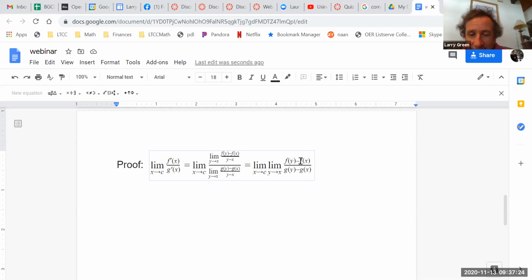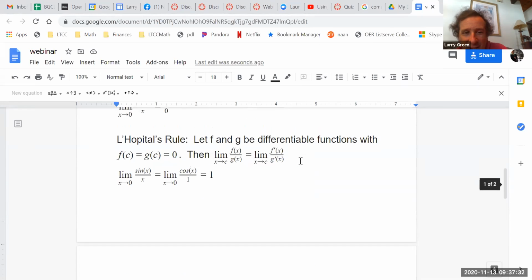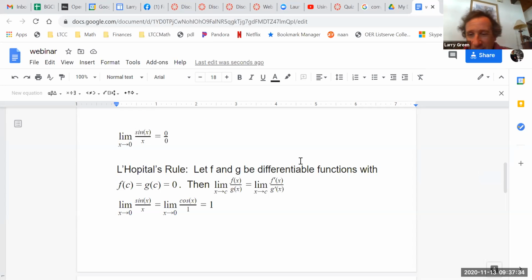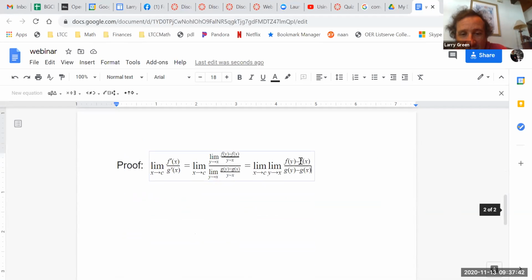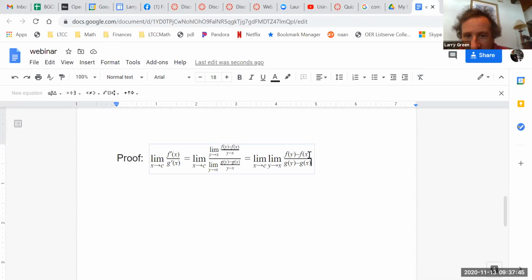The hint is it's easy. It was the first part of L'Hopital's rule statement. What must it be to be able to use L'Hopital's rule? Let me scroll up a bit. What's f of c? 0. Yeah, and g of c is also 0. So they go away.